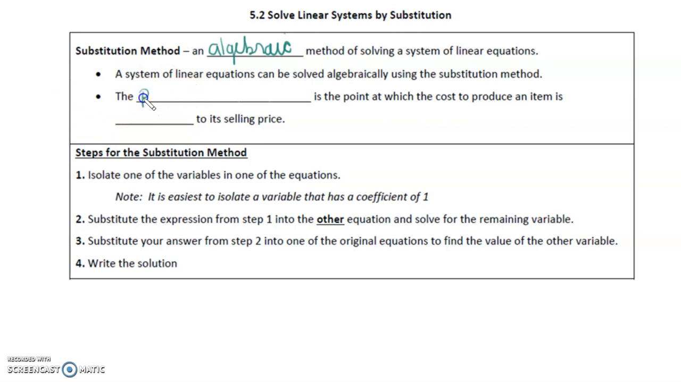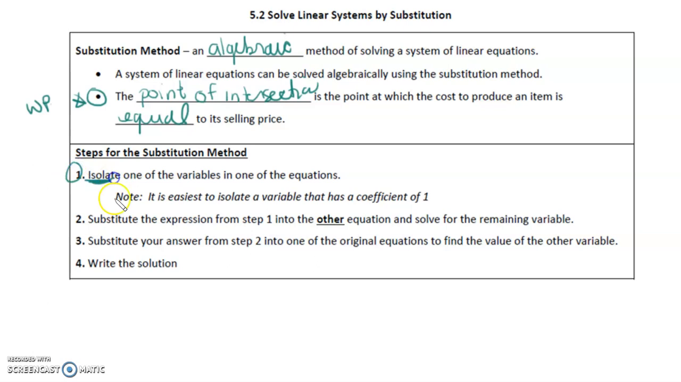Okay, and the point of intersection, which we've just found using graphing, is the point at which the cost to produce an item is equal to its selling price. And this is going to be for the word problems that we're going to focus on. Okay, so here are the steps for the substitution method.